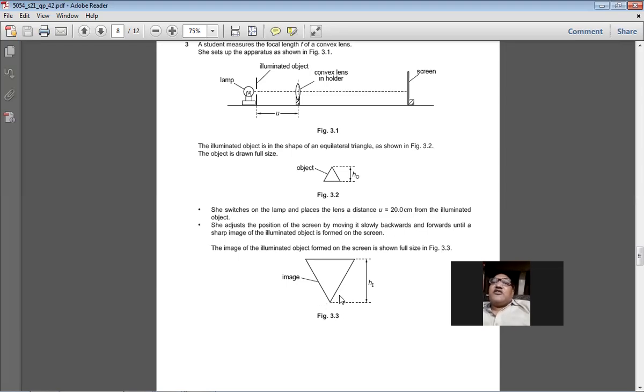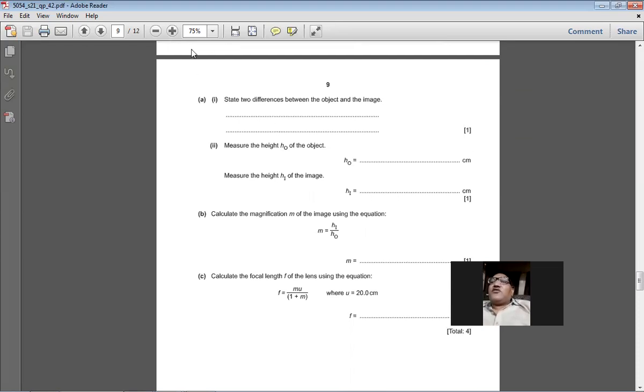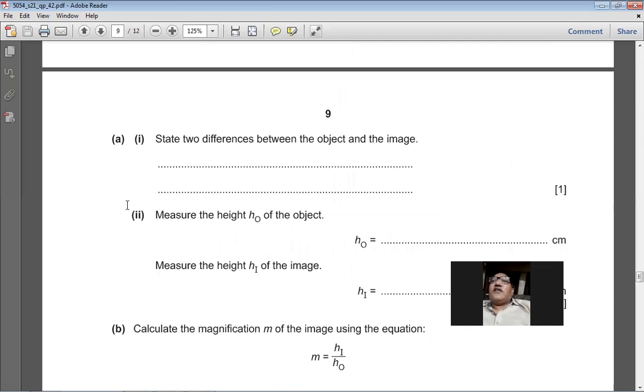You can see the image is real, inverted, and magnified; the image is larger in size as compared to the object. The first question coming up on your screen is, state two differences between the object and the image. You can see the image is inverted as compared to the object. The image has been inverted. And the second difference is the image is magnified. The image is larger in size as compared to the object. So these are the two differences between the object and the image.